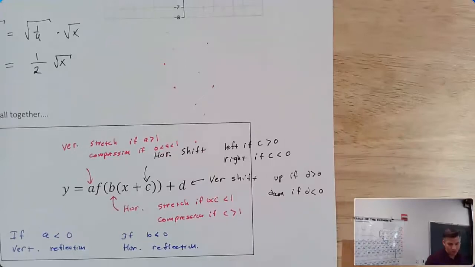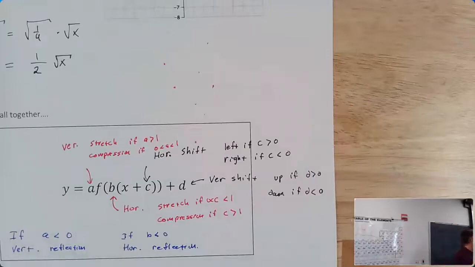Now, when I graph things like this, what I'm really thinking about is I know what the parent graph looks like, and I'm kind of just trying to figure out where some important points are and then draw the graph through them. And I'm thinking about maybe it's going to stretch. Maybe, I'm really not. That's a lie. I'm not thinking at all about if it's going to stretch or compress. What I'm really thinking about is what the orientation of the graph is going to be. Is it going to be reflected in some way?